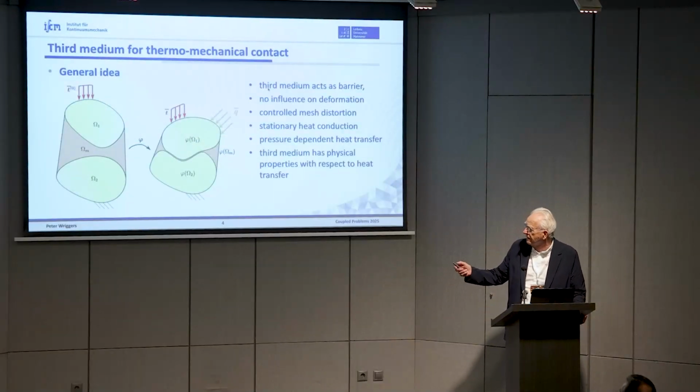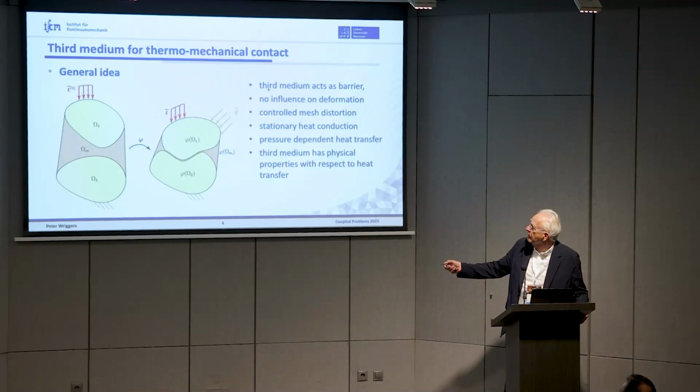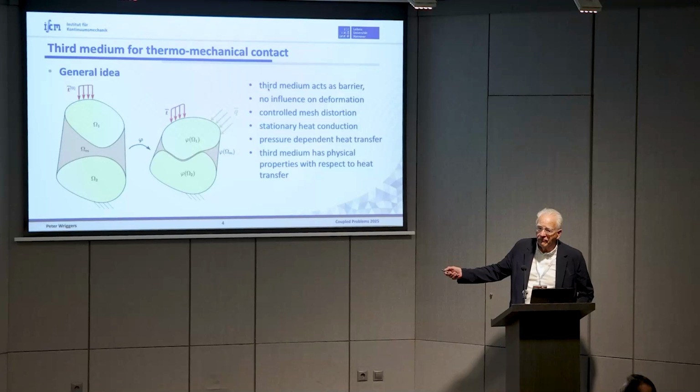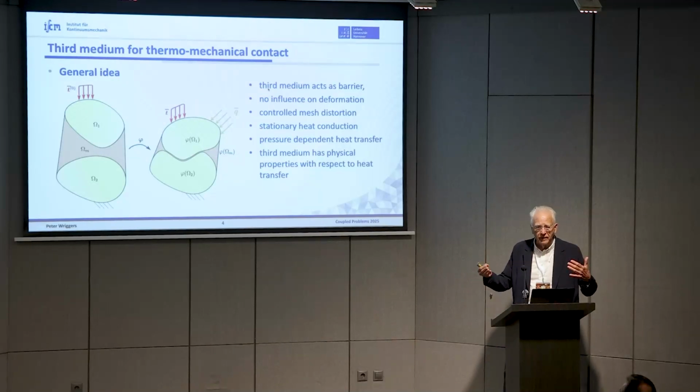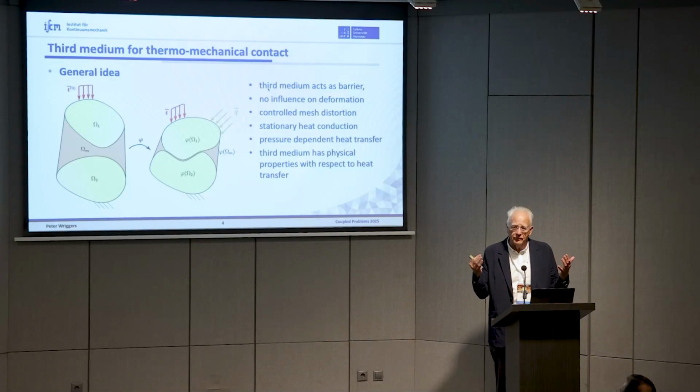So the main idea is to have two solids, and in between you put the third medium. So you just mesh it with a different type of element. The third medium acts then as a barrier. In contact mechanics, we have always two or three different ways of enforcing the contact.